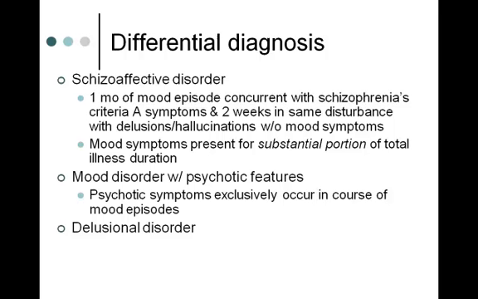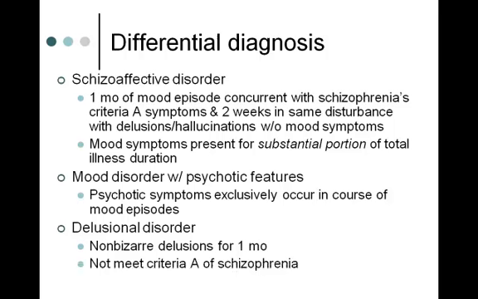And then delusional disorder, which is pretty rare. Obviously characterized by delusions, but it has to be non-bizarre delusions. Because again, if you have a bizarre delusion, now you meet criterion A for schizophrenia, so it's schizophrenia. So it has to be a non-bizarre delusion for a month, and you can't meet criterion A for schizophrenia. So it's non-bizarre, and no hallucinations, no disorganized speech, no disorganized behavior, and no negative symptoms. So just this erroneous belief that's held on to very strongly.